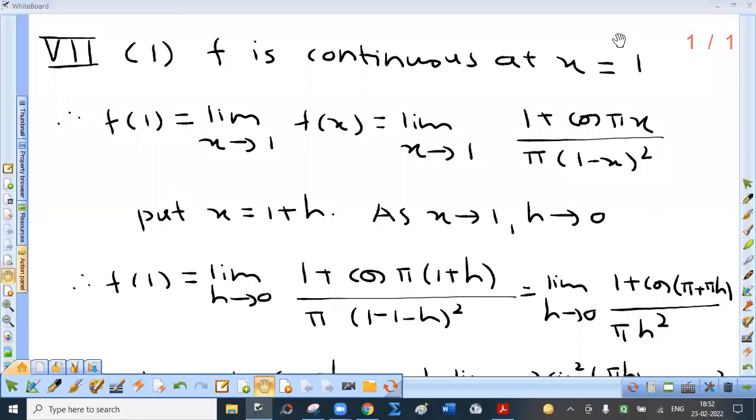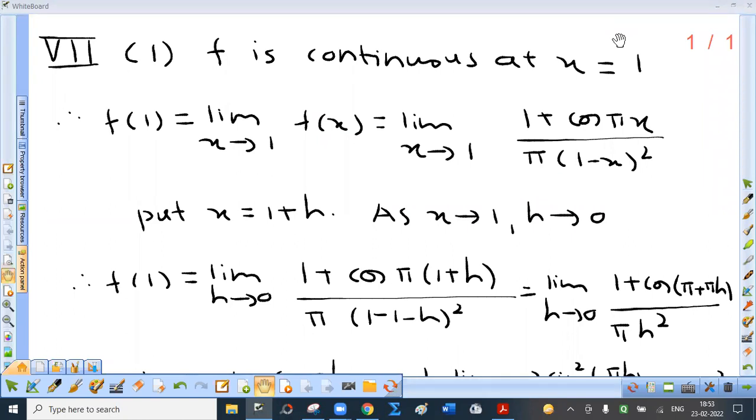Sum number 7. Find f of a if f is continuous at x equal to a, where we'll be doing the first part in which a is 1. Okay, a is 1. f(x) is (1 + cos πx) upon π(1 − x)² for x not equal to 1, and a is nothing but 1. So f is given to be continuous at x equal to 1. So what is f of 1?